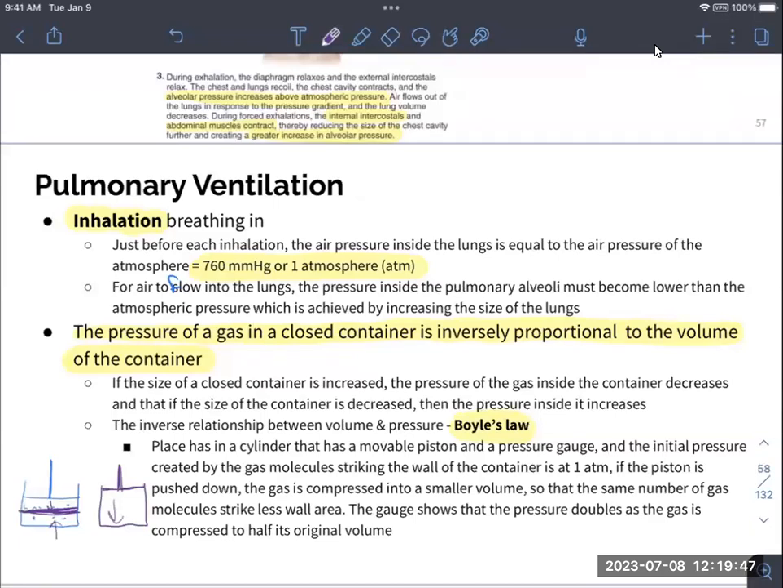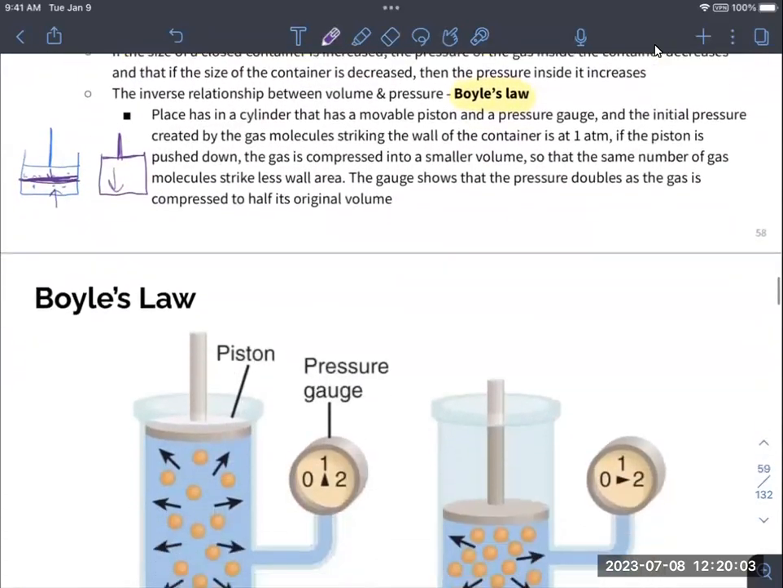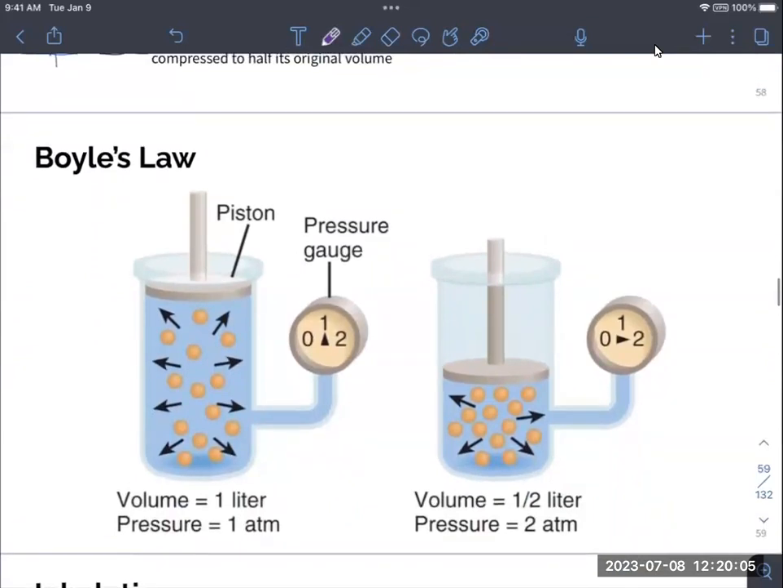So this is this inverse relationship. This is Boyle's law. And this is how our lungs work to allow air to flow into or out of the lungs. So here's another example. This one's from your textbook.